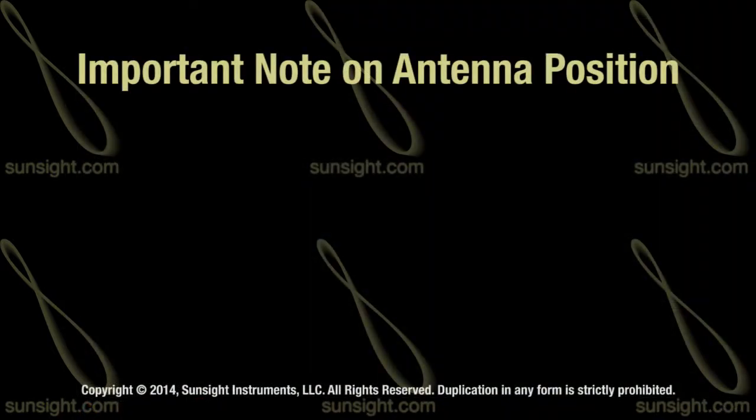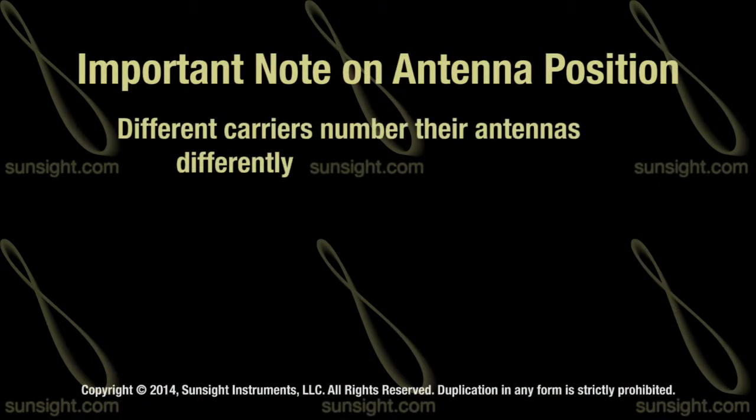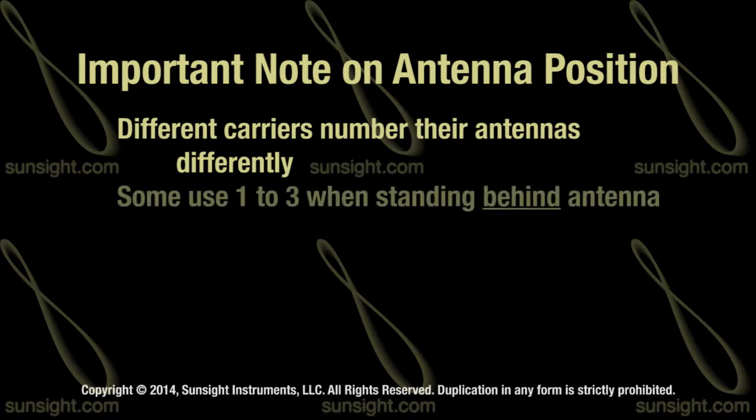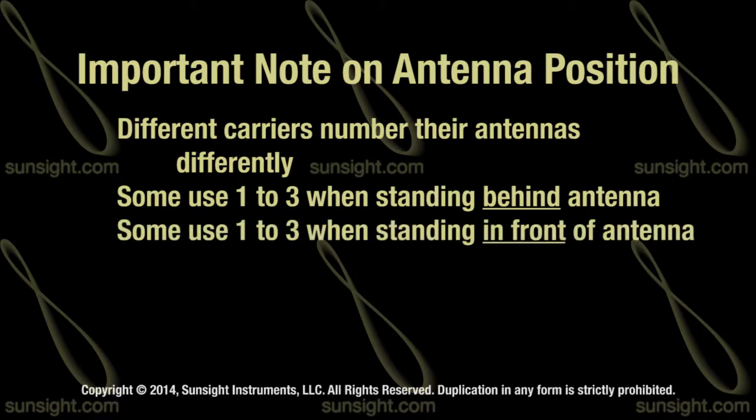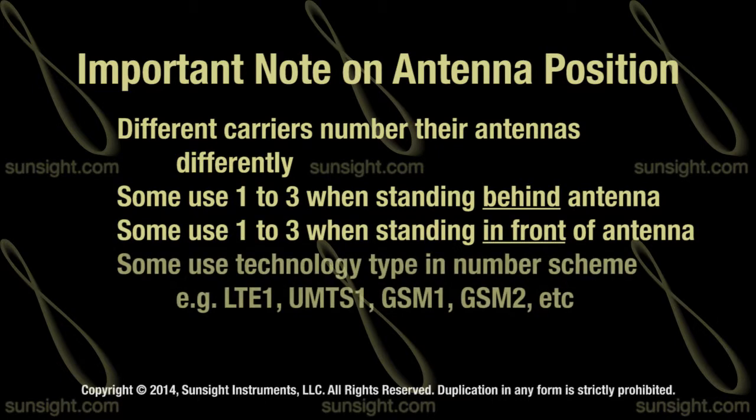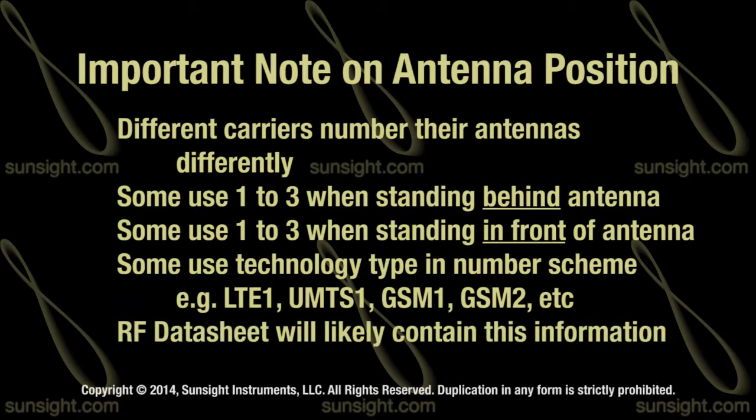Another important item to keep in mind with antenna position is that different carriers number their antennas differently. Some may number them 1 to 3 when you're standing behind the antenna, and others may number them 1 to 3 when standing in front of the antenna. Other common values are LTE-1, UMTS-1, GSM-1, GSM-2, etc. You'll need to clarify these identification schemes with your customer to ensure that the antennas are properly identified and that accurate information will be displayed on your reports. As previously mentioned, most of the antenna designator tags are shown in the carrier's RF datasheet.